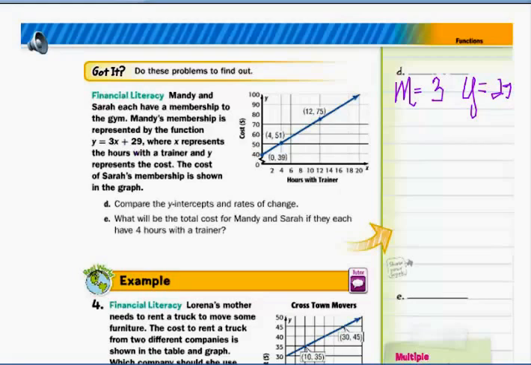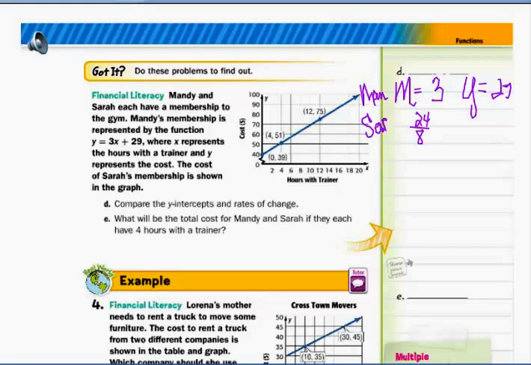So when we talk about Sarah, there is the graph. So what is Sarah's? I guess I should probably put Mandy over here, Sarah over here. There we go. Sarah's membership. So Sarah's rate of change: you take 75 minus 51, which would be 24, over 12 minus 4, which is 8.